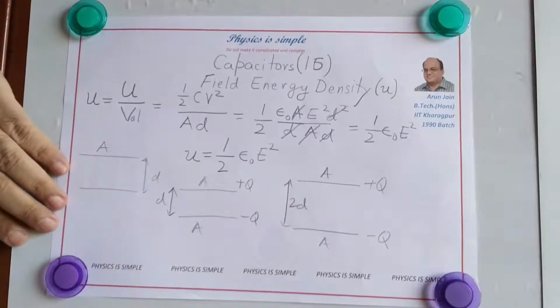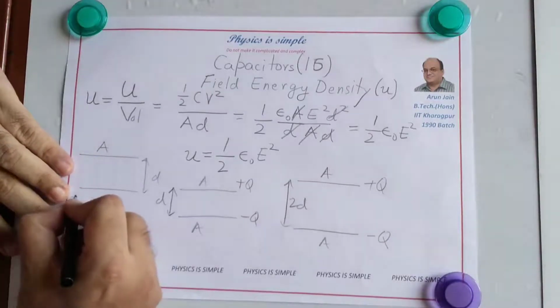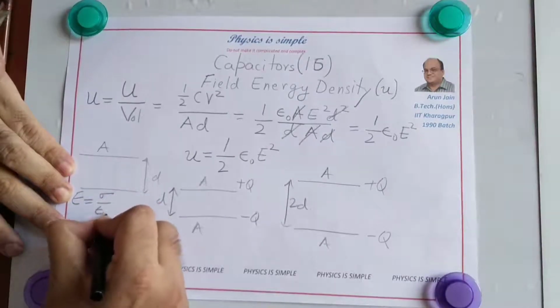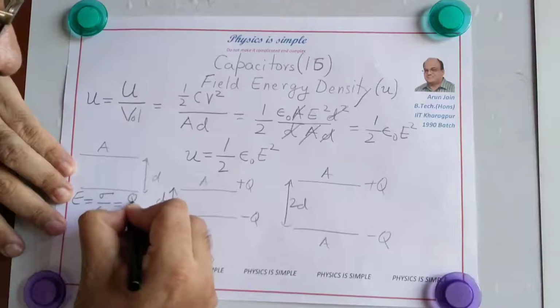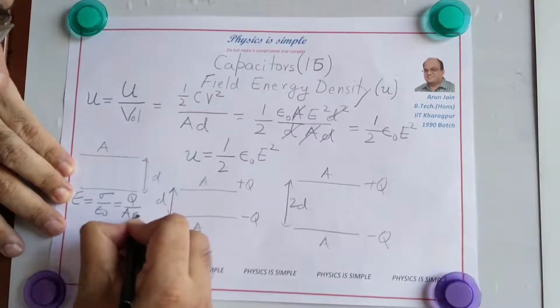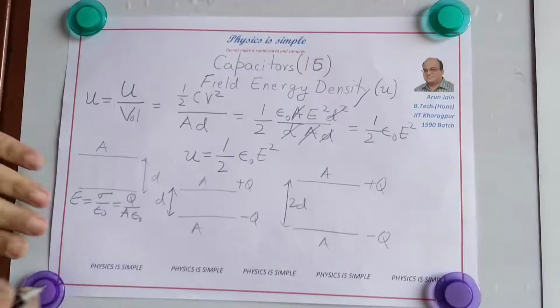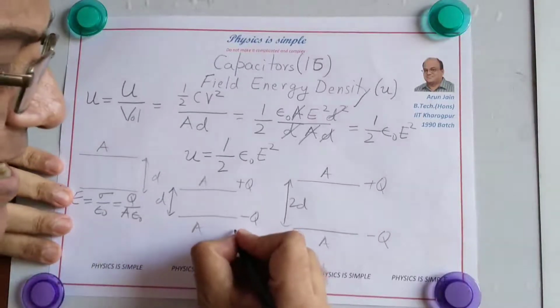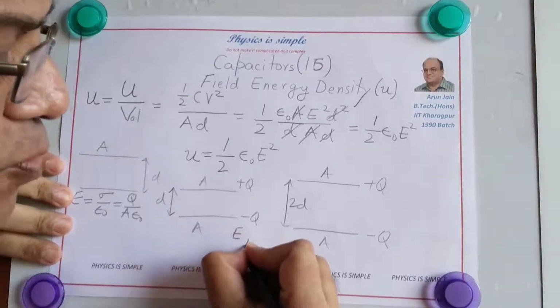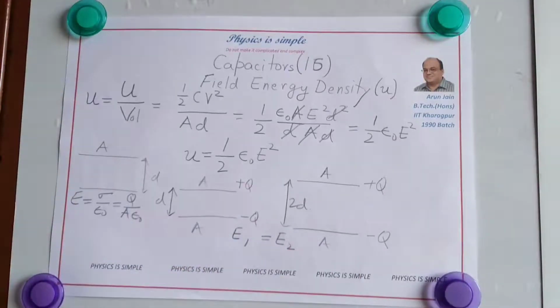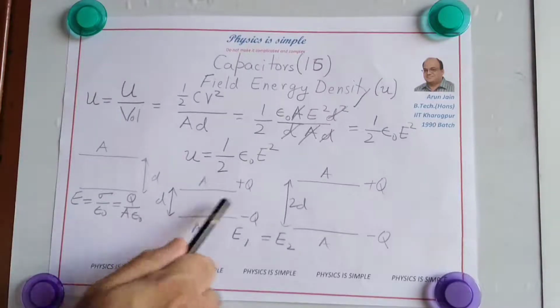Now if you look at electric field, it is given by sigma by epsilon naught, and sigma is charge per unit area. So here charge is same, area is same, epsilon naught anyway is a constant, therefore E1 will be equal to E2. What about the potential energy? Electric field is same, right, in both these capacitors.